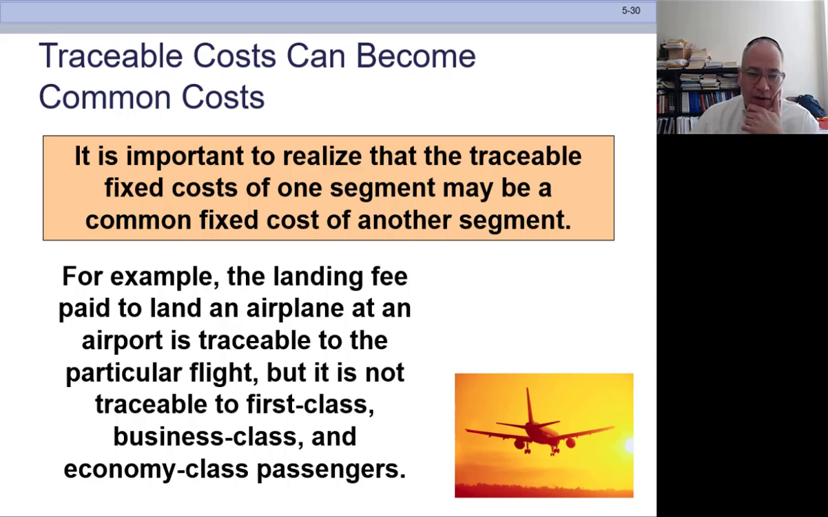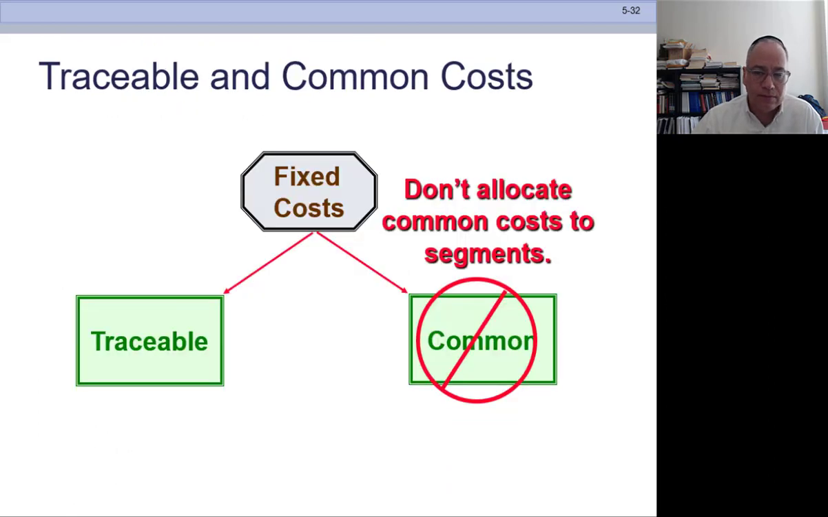So let's say you have aircraft, and the aircraft has 3 classes that you keep track of: first class, business class, and economy class. And you have a landing fee. So this landing fee is a common cost with respect to the flight, but it's traceable to the flight itself. And what you don't want to do is allocate common costs to segments. That's really where you get into danger, and that's where you start making mistakes.